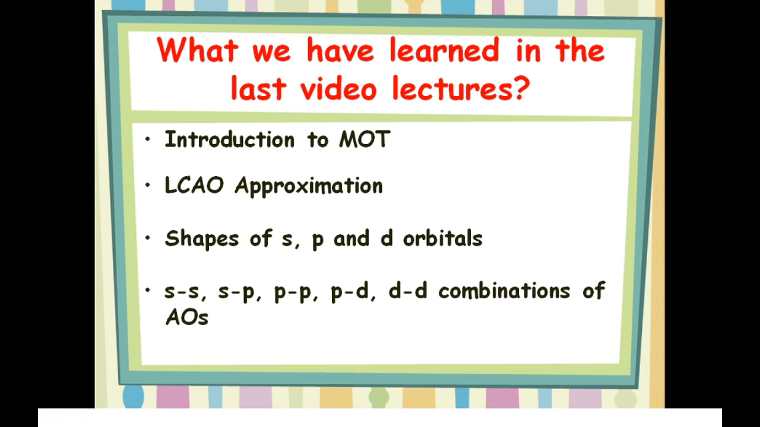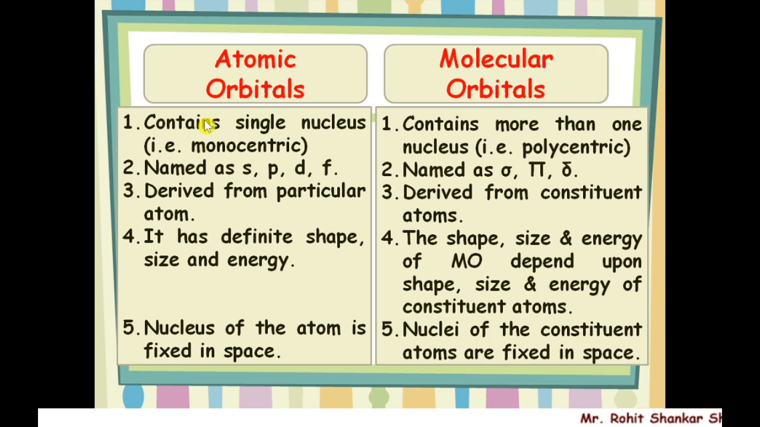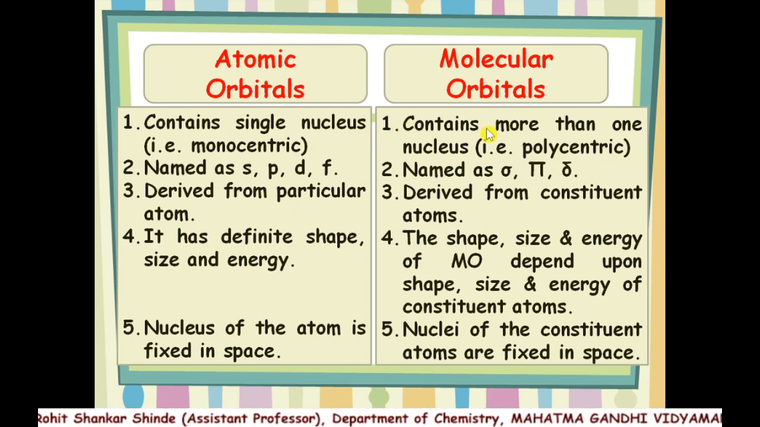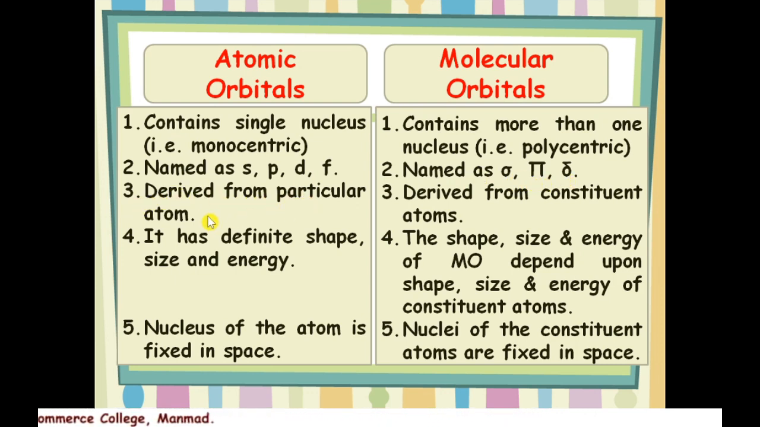So let us start with the difference between atomic orbitals and molecular orbitals. Atomic orbitals contain a single nucleus, while molecular orbitals contain more than one nucleus. Atomic orbitals are named as s, p, d, f. Molecular orbitals are named as sigma, pi, delta. Atomic orbitals are derived from a particular atom. Molecular orbitals are derived from the constituent atoms.